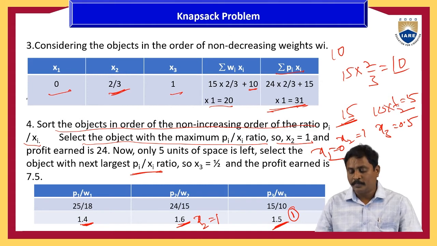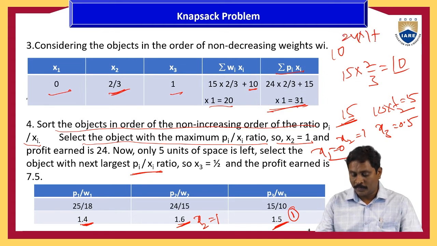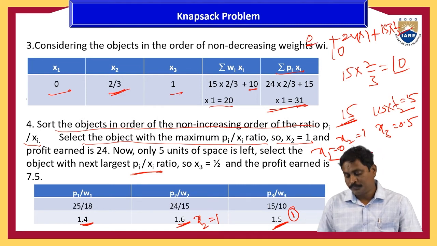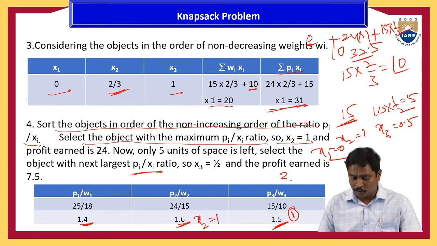Now in this case, we find the maximum profit value. The maximum profit value is summation Pi xi. So P2 is 24, 24 into 1, plus 15 into 1 by 2, plus P1 into 0, which is 0. 24 plus 7.5 gives 32.5. In this case, we get 32.5 as the maximum profit value.